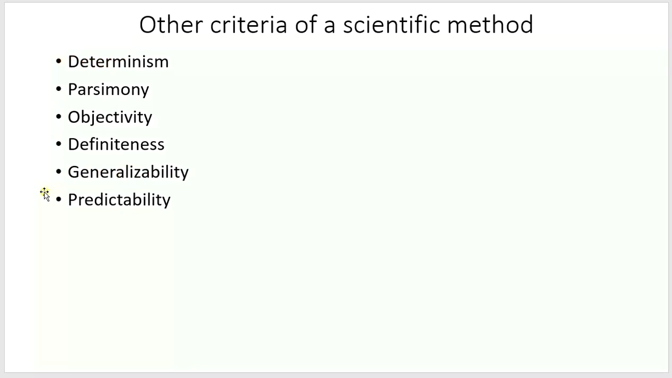It is objective. Sandeep sir has already explained this objectivity criterion. It is characterized by definiteness, and the observations made through these scientific methods can be generalized, and we can develop theories. Predictability is another aspect of the scientific method. So here I will stop for today.